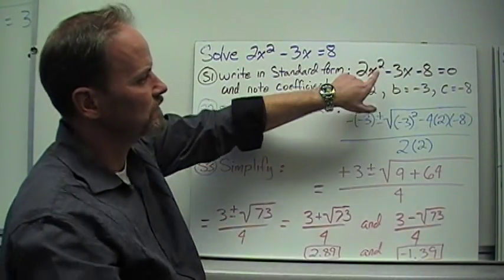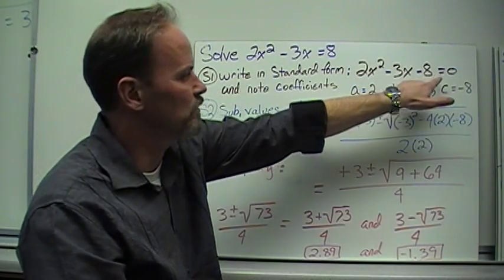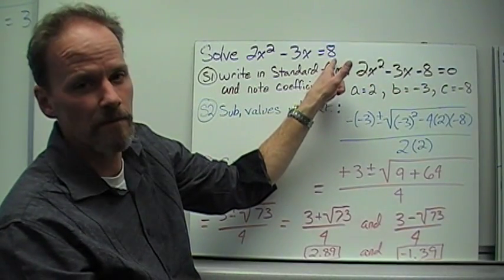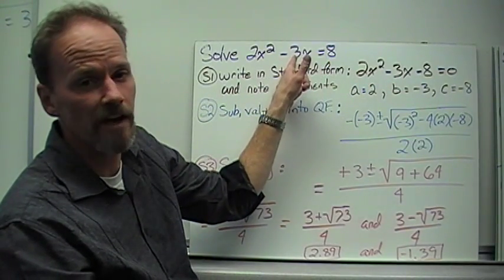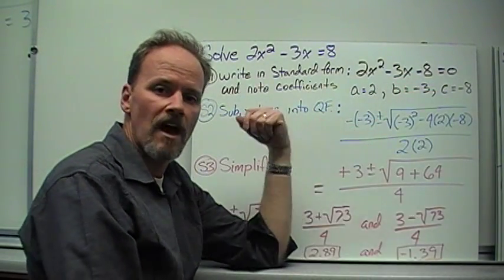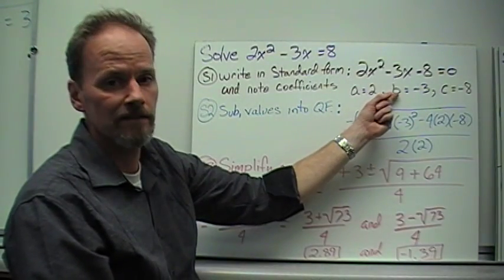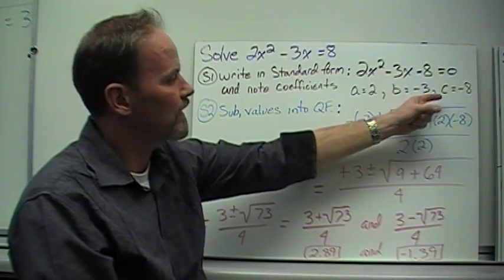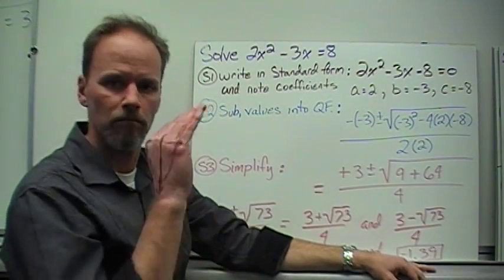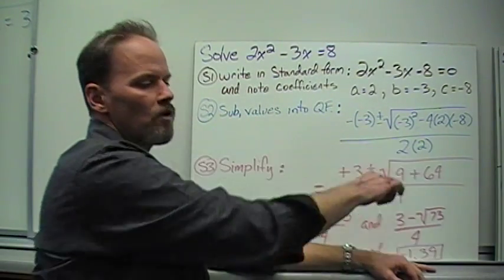So what we did was 2x squared minus 3x, and I have minus 8 now, equals 0. How did I get that? All I did was an inverse operation on the plus 8 to get it on this side. So I've got minus 8 equals 0, which means now I know what a is, that's 2. I know what b is, that's negative 3. And c is negative 8. The second step is to substitute all the coefficients properly into the quadratic formula.